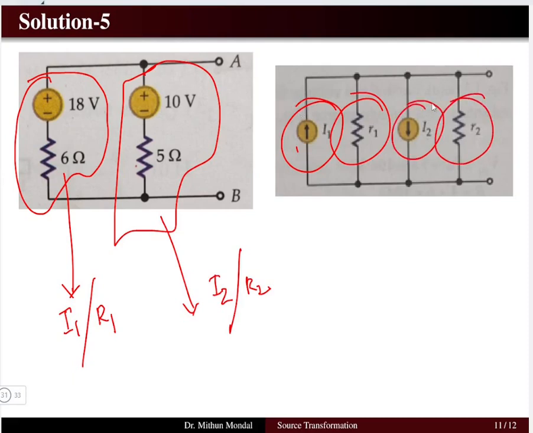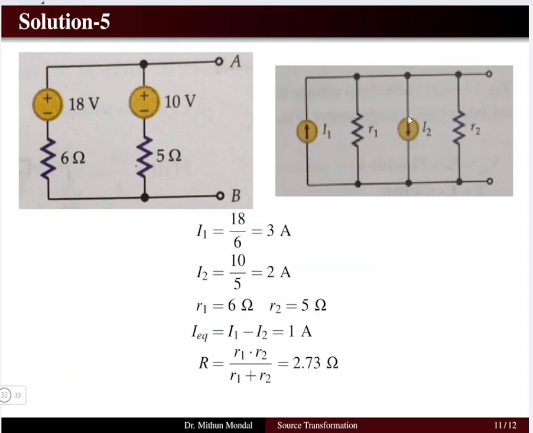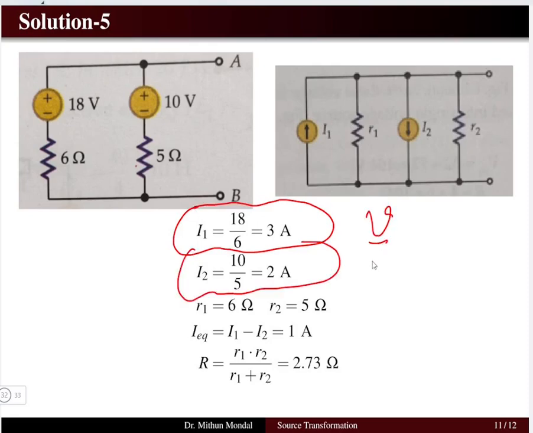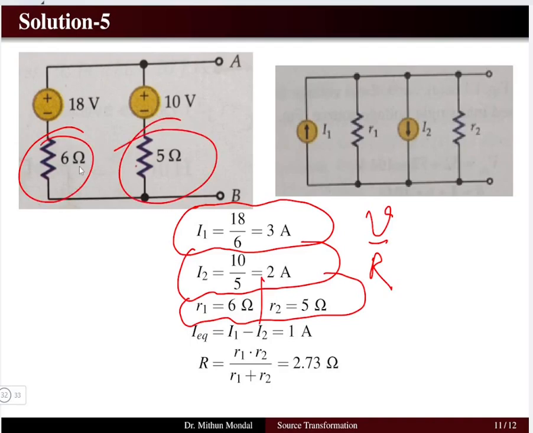Now if we observe the polarity of the voltage source, we have an 18 volt voltage source, so the current source direction will be upward. Here we have the positive and negative terminals of the 10 volt source, so the current source direction will again be upward. So first you obtain the current I1 and current I2 from the voltage source and resistor. The resistances will be the same as we have, only these resistors will come in parallel, and then we can find the I equivalent.